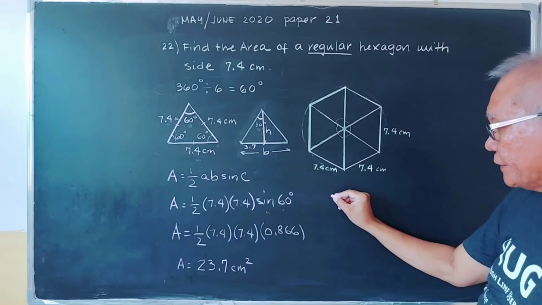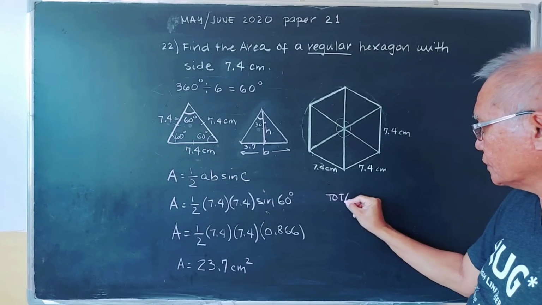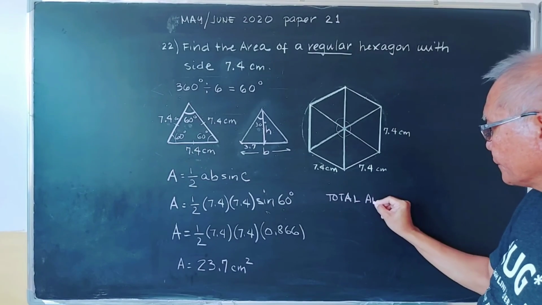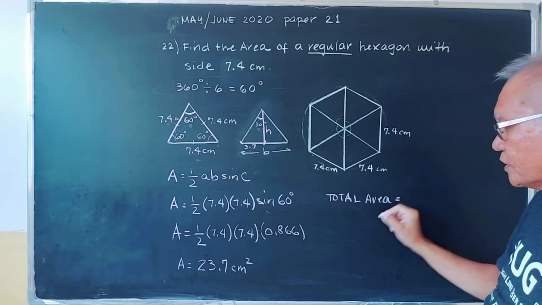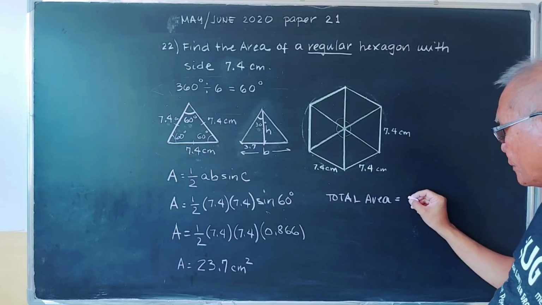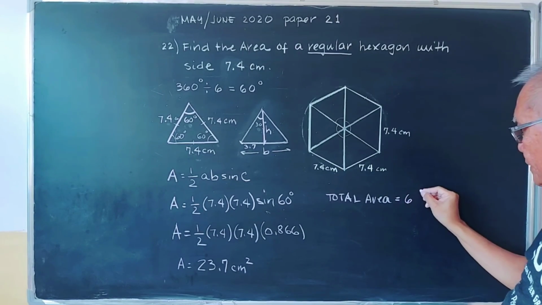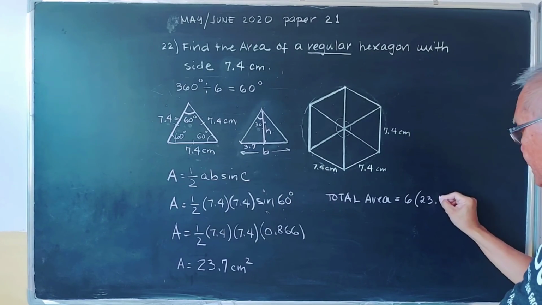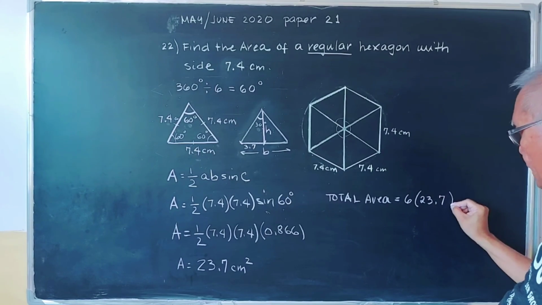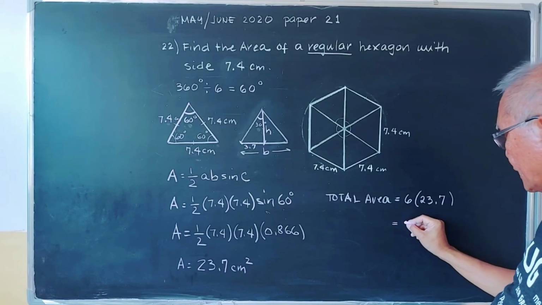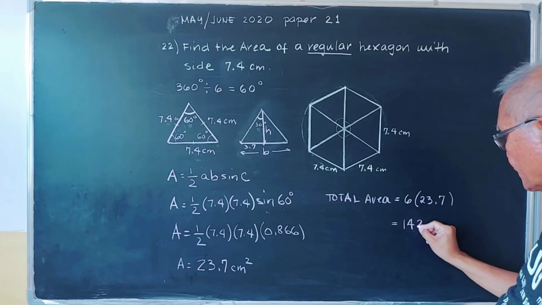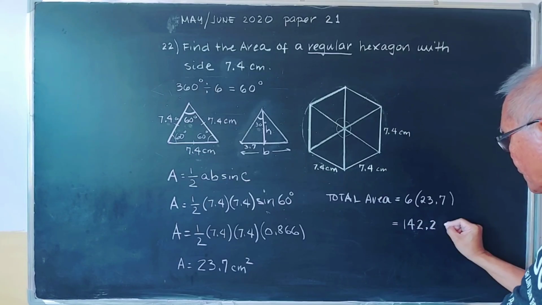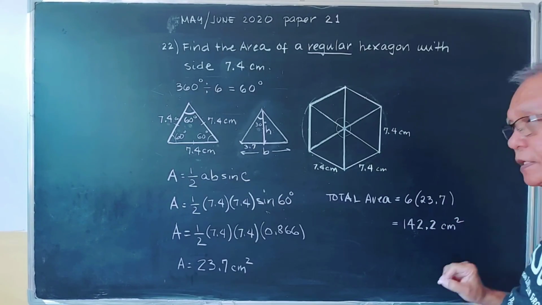That is not yet the total area because we have 6 here. So the total area of our hexagon, we just multiply this by 6 because we have 6 areas. So 6 times 23.7. The total area is 142.2 cm squared.